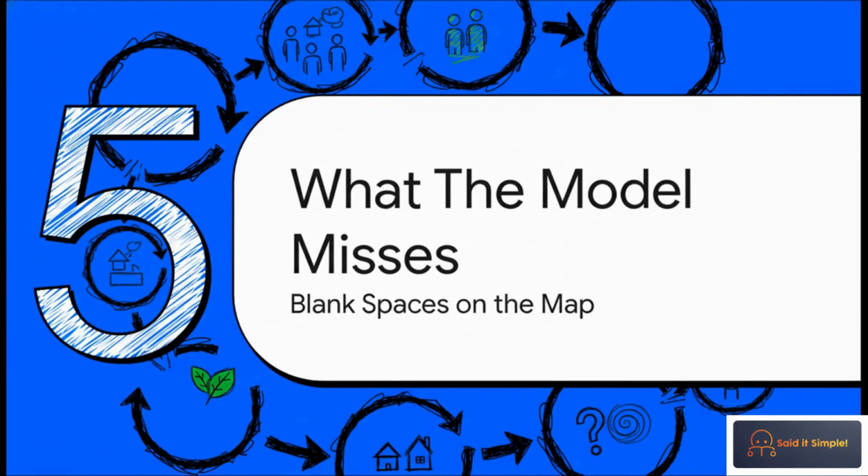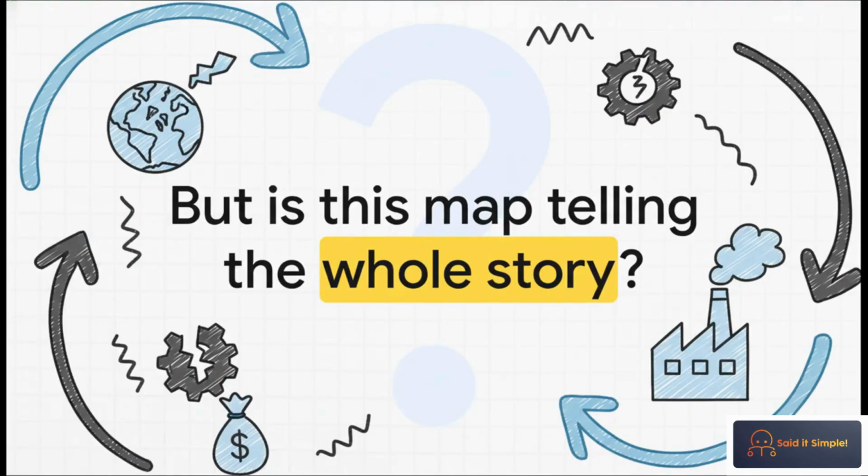Okay, so we've built this neat, tidy, logical map of the economy. It seems to account for everything, doesn't it? But what if the most important things are actually in the blank spaces around the map? Let's ask a really critical question here. This model is pretty much the foundation of modern economics. So what happens if it's missing something fundamental? What if our map is leaving out the most important territory altogether?